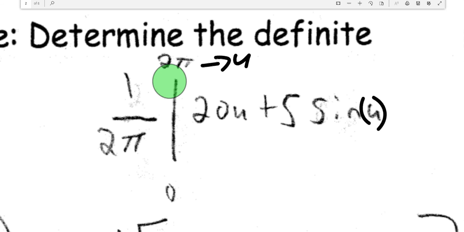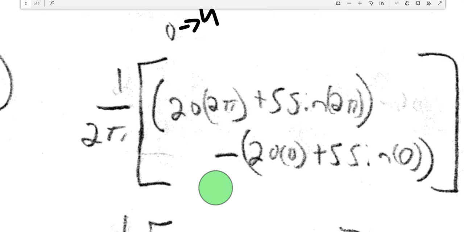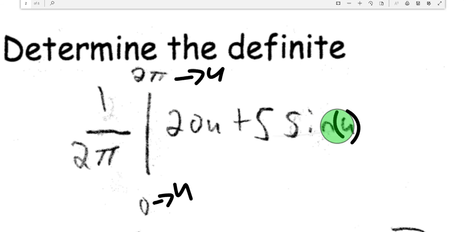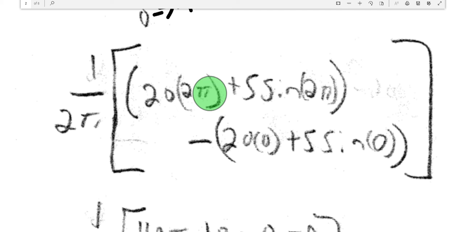That's why I like to convert my limits in terms of my u substitution. We're just going to plug in 2 pi into this formula and then subtract when we plug in 0. Figure all that out and multiply by 1 over 2 pi. It's going to be 20 times 2 pi plus 5 times sine of 2 pi minus 20 times 0 plus 5 times sine of 0.